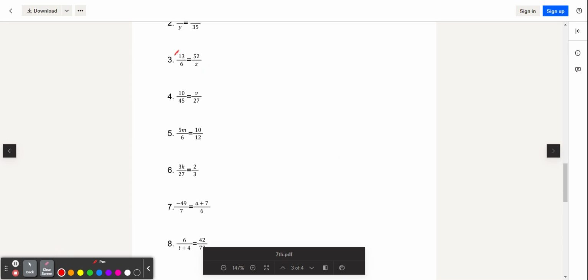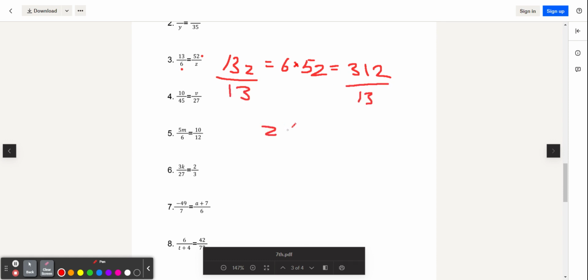Now, for problem 3, we get 13z if we continue in a similar fashion, and this nasty 6 times 52. So a little bit tougher multiplication, but that is equal to 312, and now we just divide both sides by 13 to get z is equal to 24. In actuality, you can even skip this and instead divide here, because you know that the factors of 52 are 4 and 13, so this will cancel out. 6 times 4 is 24.